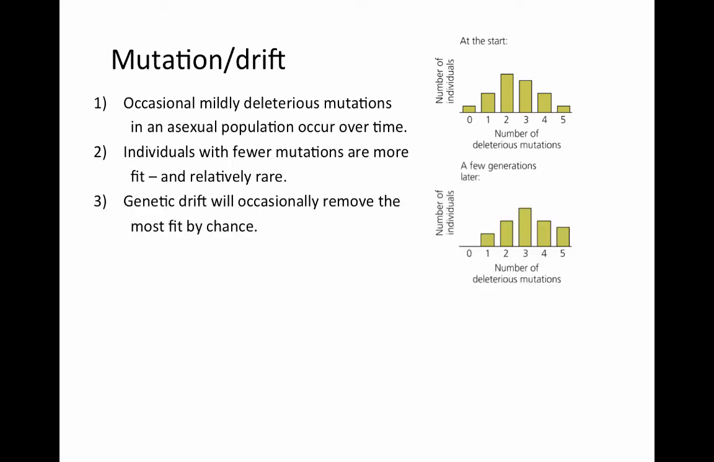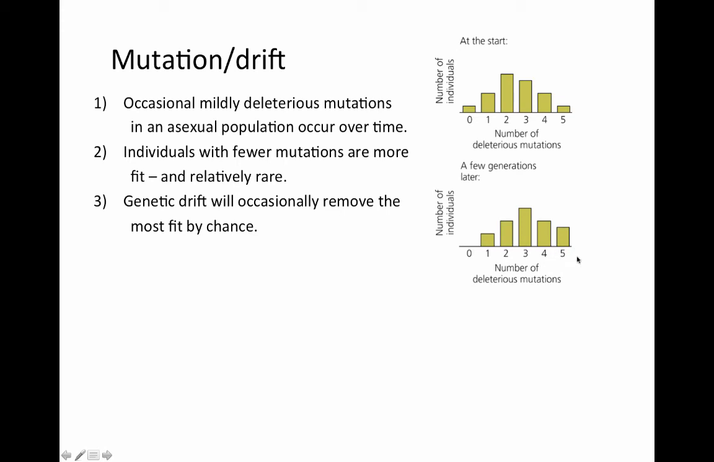Occasionally, genetic drift will remove the most fit genotype by chance. So all the random things that we've talked about that can cause the most fit genotype to be removed from the population, dumb luck basically, is going to cause that genotype to disappear from the population. So remember, this is an asexually reproducing population. There's no recombination. So once that multilocus genotype is gone, it is gone forever. So this causes the whole distribution to shift over to the right. So now the smallest number of deleterious mutations is 1, and we've got relatively more individuals with this larger number of deleterious mutations.